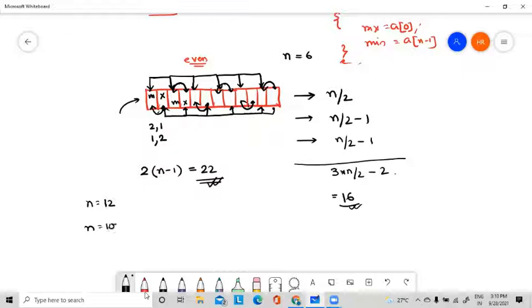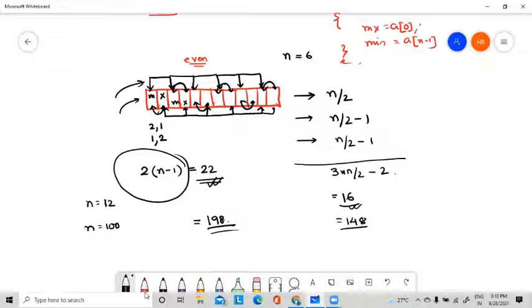Now suppose n is 100. For my first algorithm, how many comparisons are performed? It is 2 into 99, which means 198. Correct? Now in this case, it becomes 150 minus 2, which is 148. So see the difference. This is a new algorithm for selecting max and min from an array, whether it is sorted or not; we have no idea, it is unsorted. Previously the unsorted algorithm took this much actual time, now it takes this much, and from the values you can easily see that this one is better.